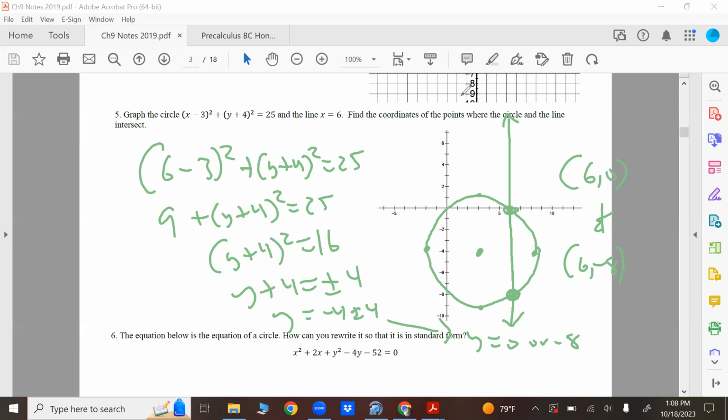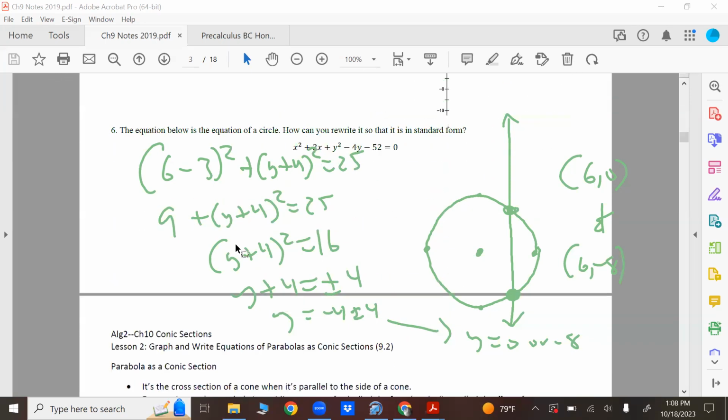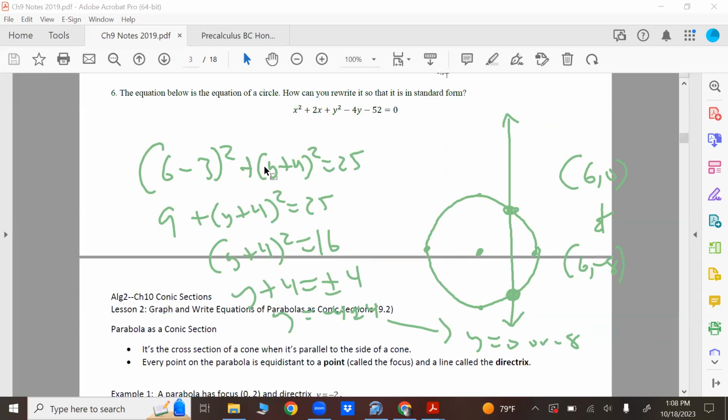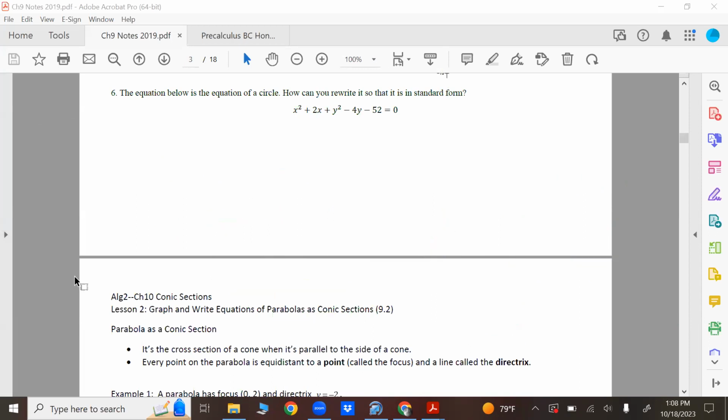Okay, last one for circles, and I'm going to venture into parabolas because I think we can. We'll see how far we go with parabolas. This part you may be a little rusty on. You want to get this in standard form, meaning you need to make this equation look like this. Standard form: (x minus h) squared plus (y minus k) squared equals r squared.